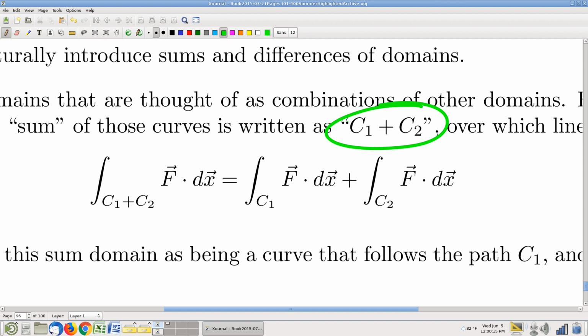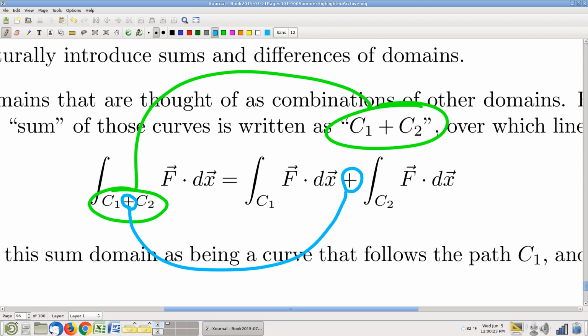This means, as a domain, simply this plus just means that we're going to add the otherwise integrals on those two individual domains. So C1 plus C2 as a domain just means, well, if you evaluate on C1, you evaluate on C2, and add them up. Fair enough? Just a choice. Okay.